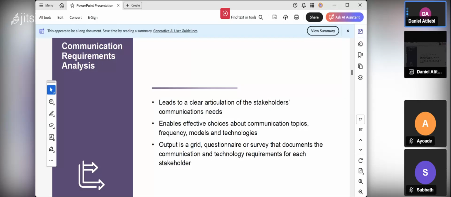Can you see? Enable effective choices about communication topics. How frequent will you communicate? What model are you going to use? And the technology you are going to use to communicate with them must be in place before you start your project. The output is a grid questionnaire. Can you see? Especially when you want to gather information from them, or a requirement survey that documents the communications and technology requirement for each stakeholder. Very important.